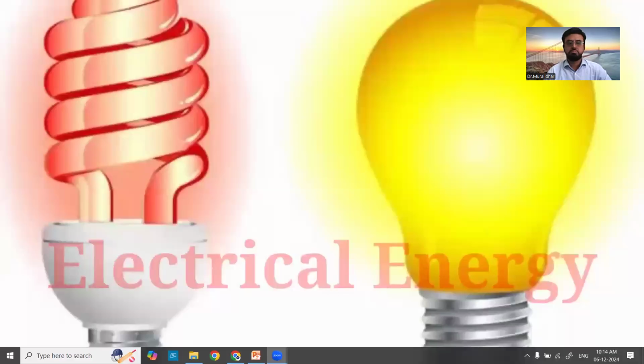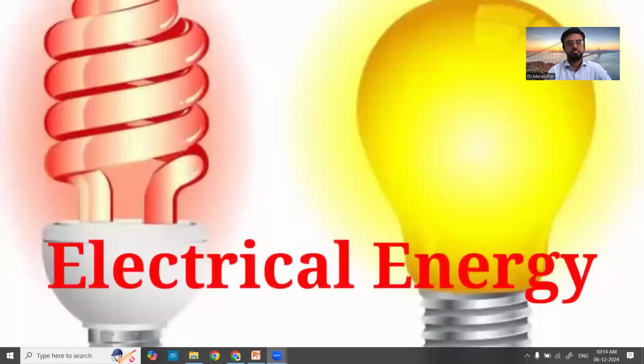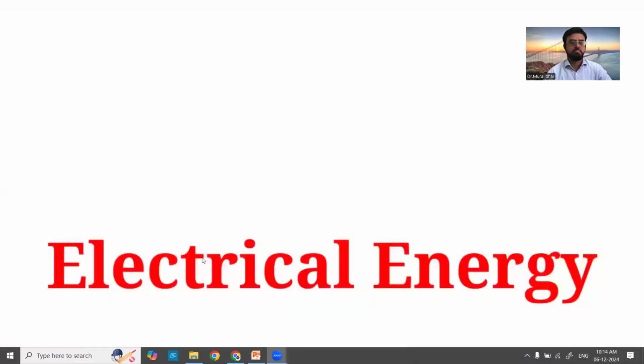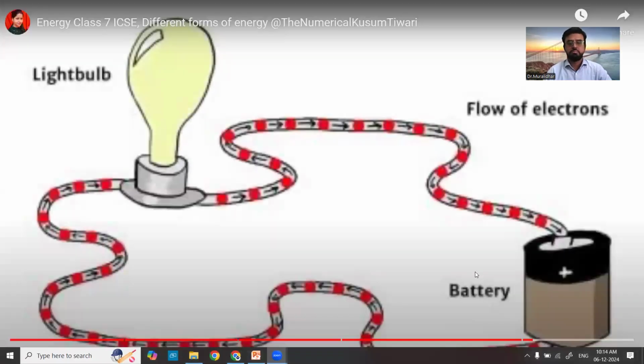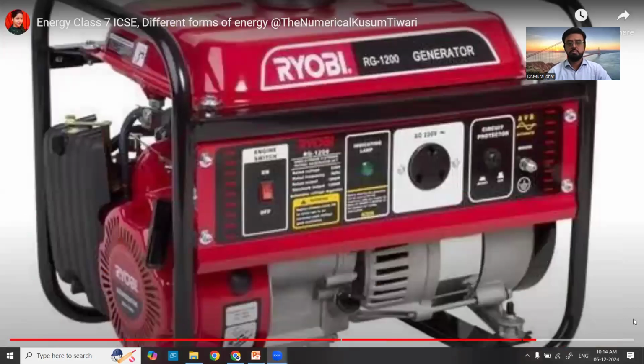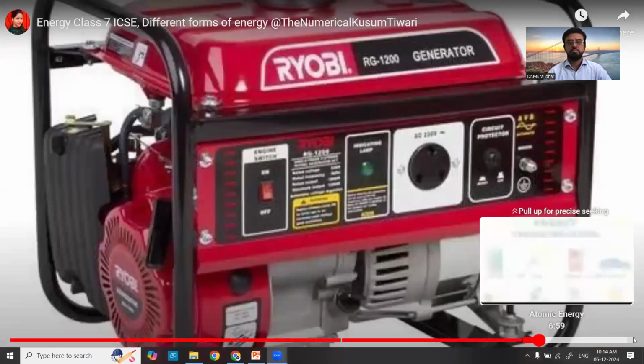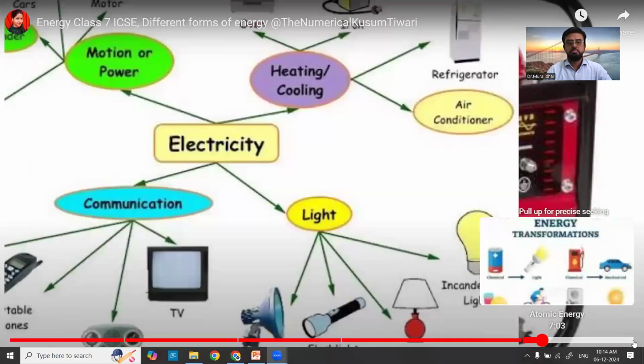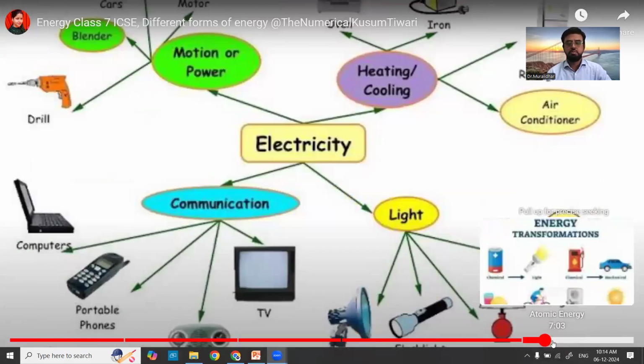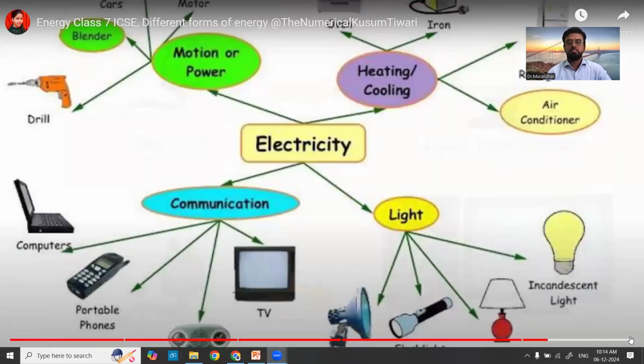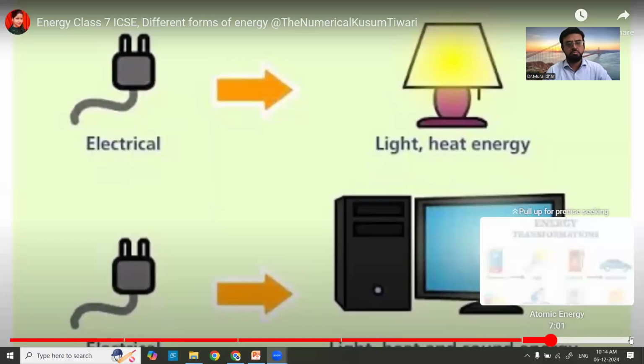Electrical energy. Electrical energy is the energy we get when we use a battery, electricity supplied by the electricity board, or a generator. Electric energy is used to run appliances at home, in the office and other places. Electric energy can be converted into other forms of energy like sound, light, heat, etc.